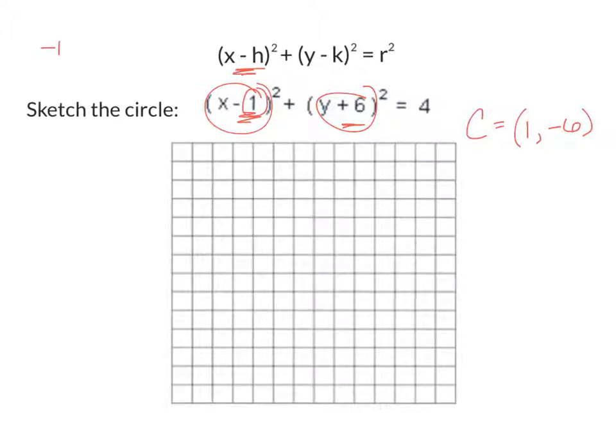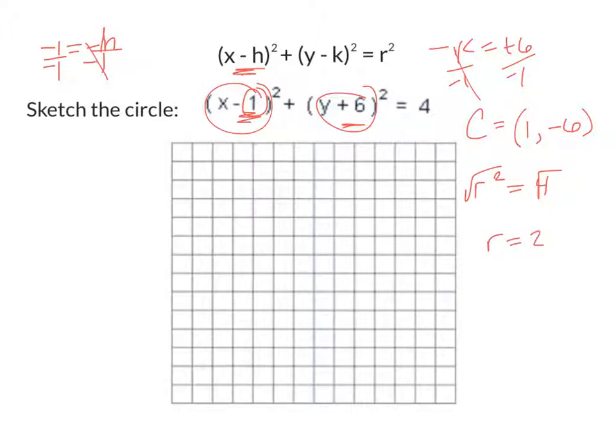If negative 1 is equal to negative h, to solve for h, you would have to divide by negative 1. And that'll get you a positive 1. Same thing here. If negative k is equal to positive 6, you divide by negative 1, and that's why we get a negative 6. To get my radius, well, right now r squared is 4. To get r, you take the square root, and your radius is 2.